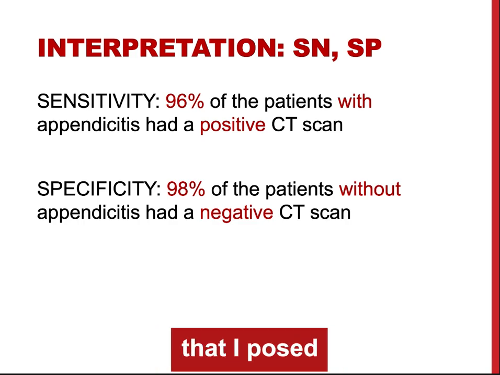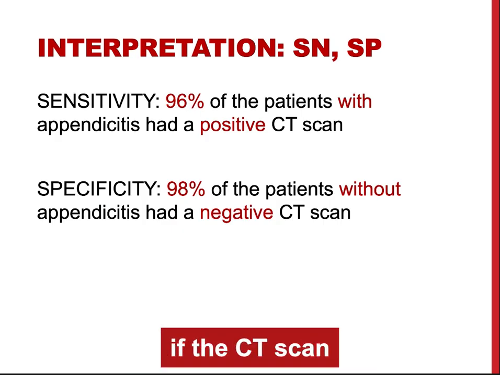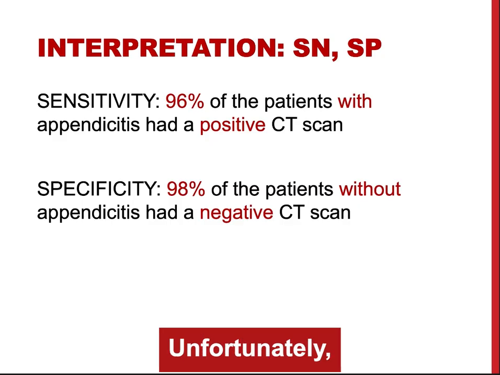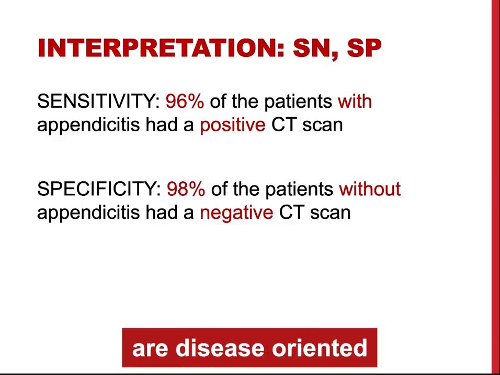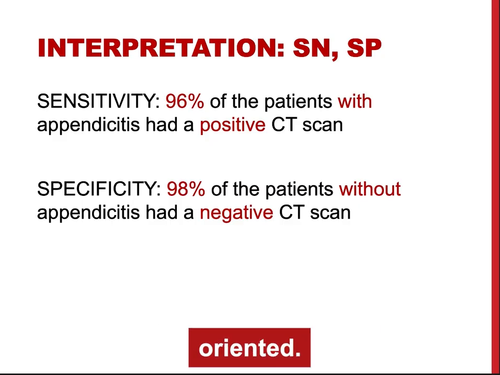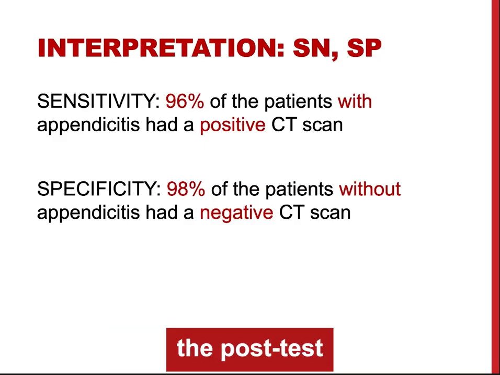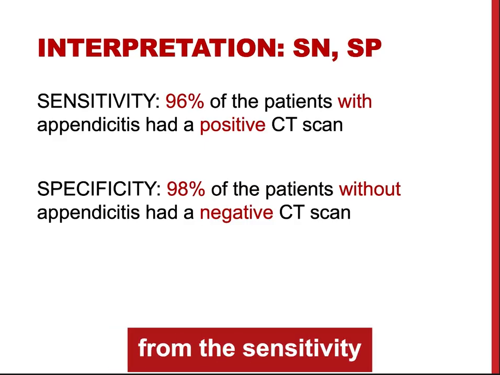Remember the two questions that I posed at the beginning about post-test probability? What is the post-test probability of my patient having appendicitis if the CT scan is positive? And what is the post-test probability of my patient having appendicitis if the CT scan is negative? Unfortunately, sensitivity and specificity are disease-oriented and not patient-oriented. You cannot determine the post-test probability of disease from sensitivity and specificity.